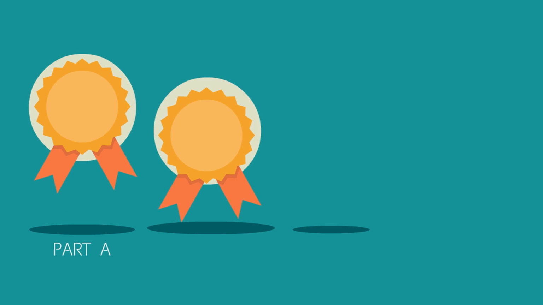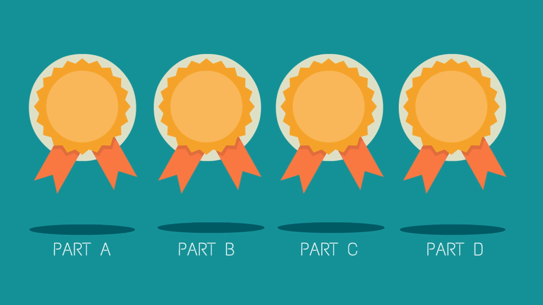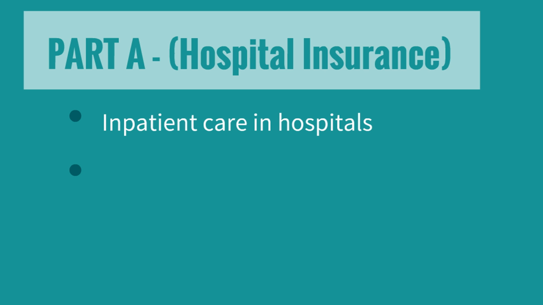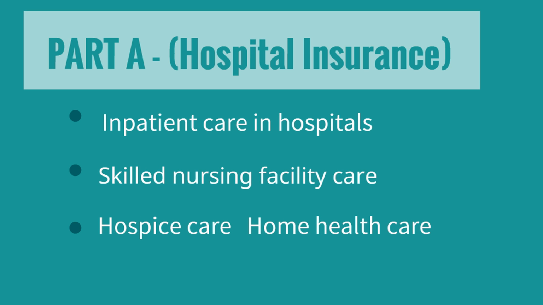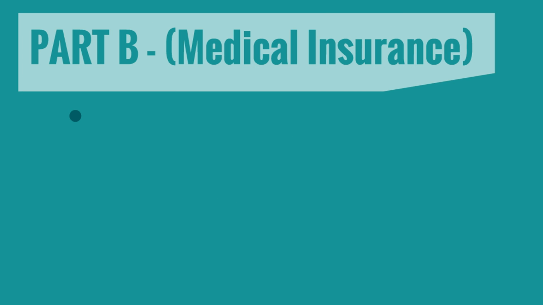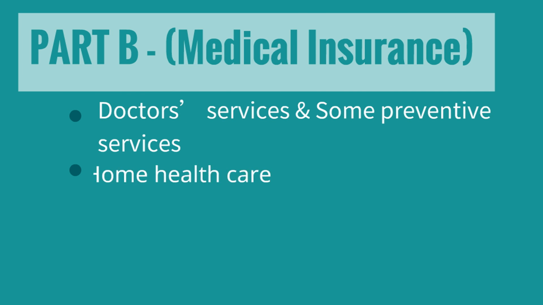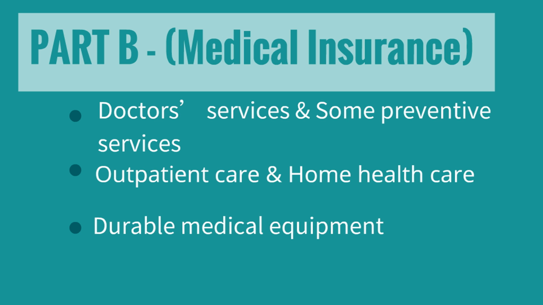Now let's take a look at various parts of Medicare. Part A, which is hospital insurance, covers your inpatient care in hospitals, skilled nursing facility care, hospice care, and home health care. Part B, which is medical insurance, covers services from doctors and other healthcare providers, outpatient care, home health care, durable medical equipment, and some preventative services.